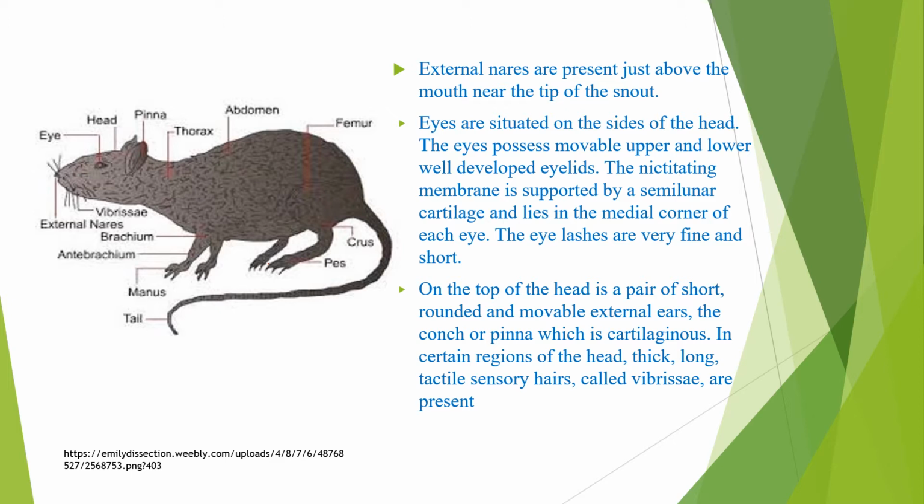Eyes are situated on the sides of the head and the eyes possess movable upper and lower eyelids and the nictitating membrane is there around the eyes and it is supported by a semilunar cartilage and eyelashes are very fine and short. On the top of the head there are a pair of rounded and movable external ears which is called as pinna. They are also cartilaginous. And in certain regions of head, long sensory hairs are present which are called as vibrissae.